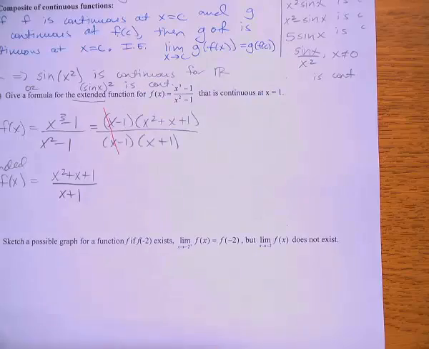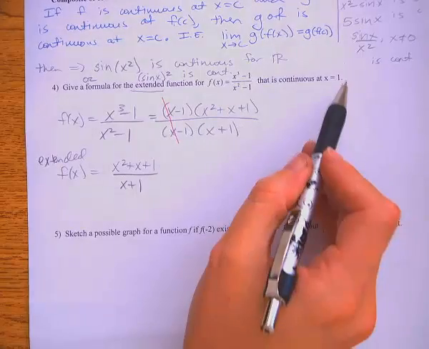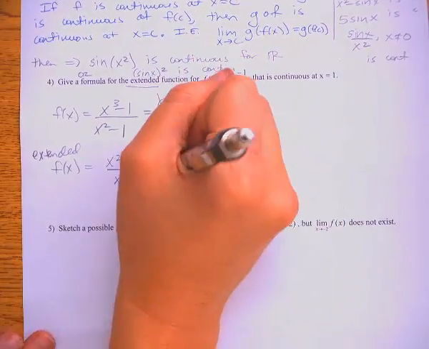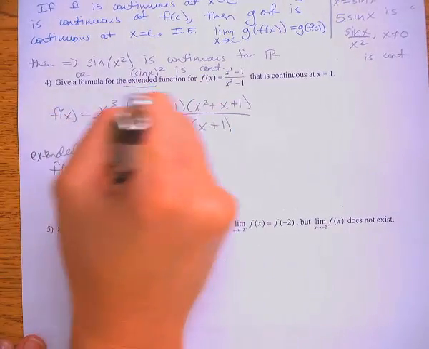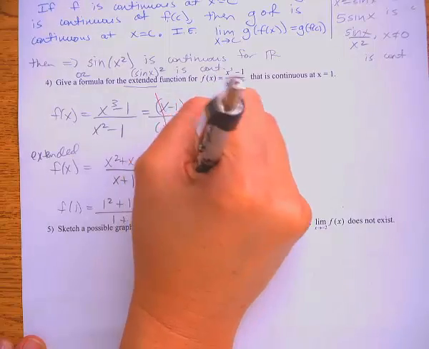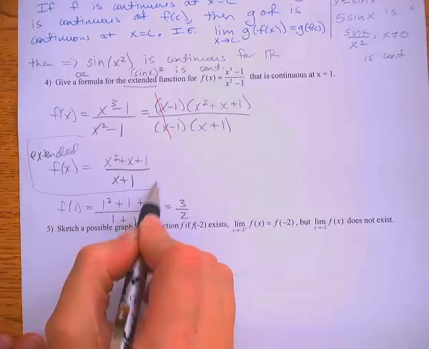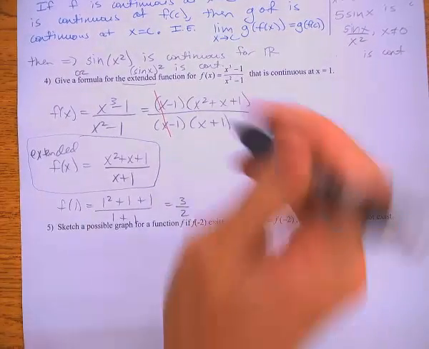So then the question is, where did they get that filled in value? They got that filled in value by plugging 1 into this equation. So if I were to evaluate this at 1, I'd have 1 squared plus 1 all over 1 plus 1, so I'd have 3 over 2. So this is one way to find an extended function for this one here.